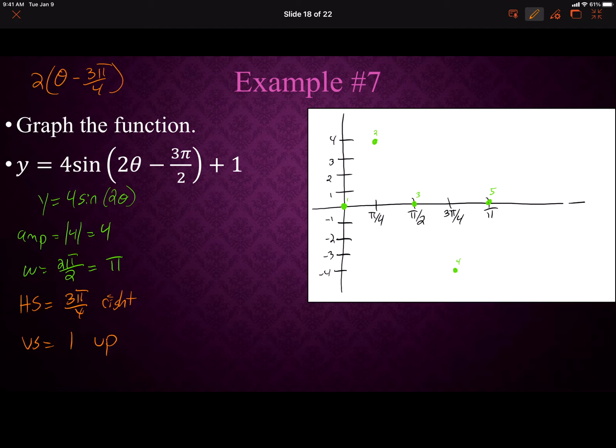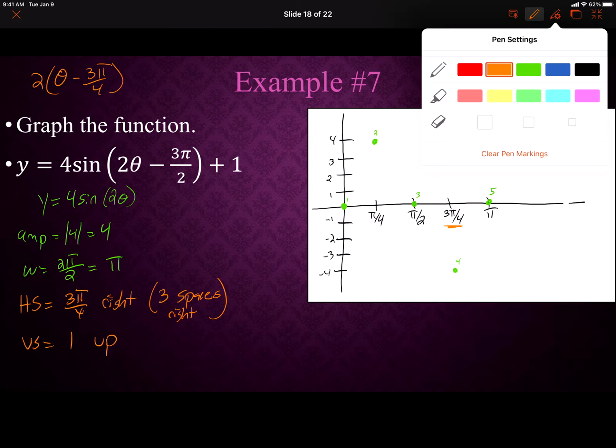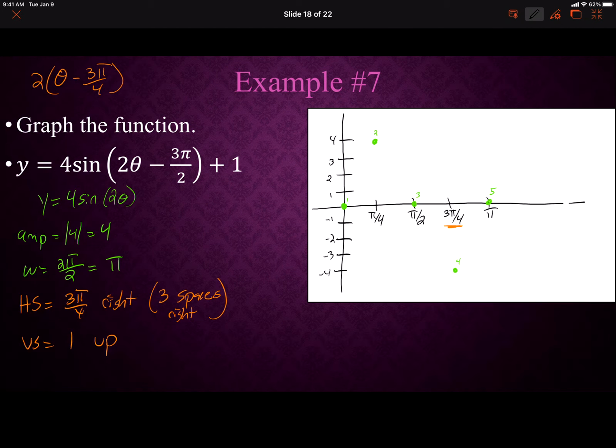Now, it's not going to always be this case right here, but for our purposes, I'm going to match the horizontal shift with one of the horizontal values we already got from the period. You can recognize we're shifting at 3 pi over 4, right, and 3 pi over 4 is right here. 3 pi over 4 represents 3 spaces away from the origin, so this is really going to be 3 spaces to the right. Okay, so that way it matches everything up nicely. You don't have to go too crazy finding new points or going backwards. So we only need 3 new spaces.